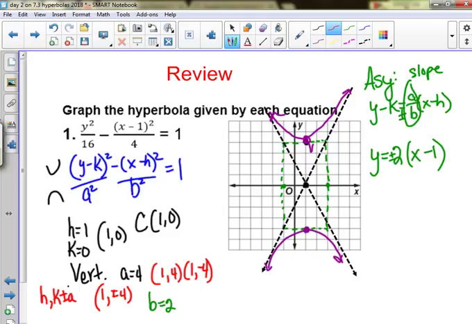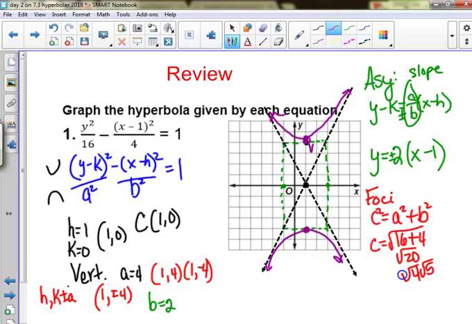All right, left with the foci. The foci should be inside the U's, okay? And the formula on our sheet says c squared equals a squared plus b squared this time. So if a squared is 16 and b squared is 4, c is going to be the square root of 20, or roughly 4.5. Is that what we said? But 2 square roots of 5, right? So how do we write the foci?